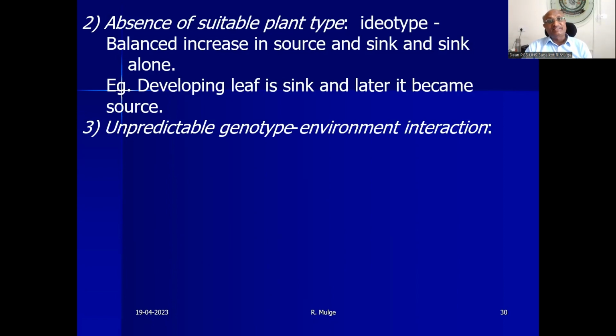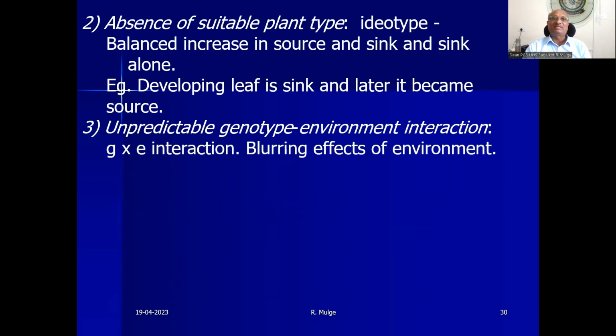Then, of course, the next problem. The inherent problems can be there, or external factors like unpredictable genotype environment interaction. So you cannot predict how this genotype is going to interact with the new type of environment, or maybe the season, maybe the location. It's unpredictable, right? You are just guessing it. That's one of the hindrance in the crop breeding.